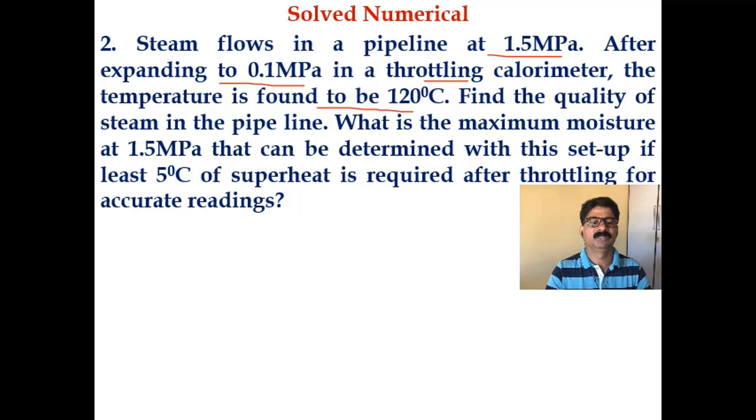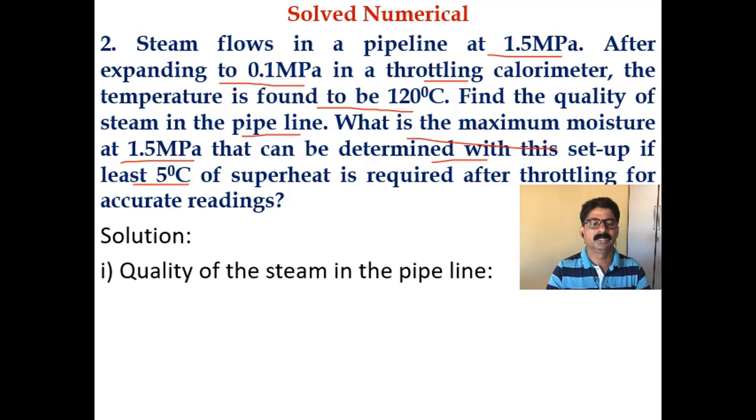Find the quality of the steam in the pipeline, and also find the maximum moisture at 1.5 megapascal that can be determined with this setup if 5 degrees C of superheat is required. The minimum degree of superheat should be 5 degrees. It should not be dry, it should be 5 degrees above the dry temperature. That is what is being asked.